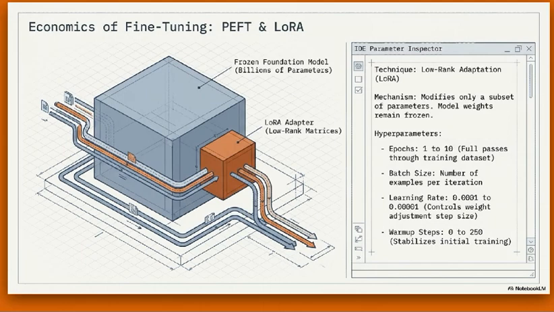Yes. You introduce these two smaller matrices, which often represent just a tiny fraction of a percent of the total parameters. During the forward pass, the input is processed by the frozen weights and simultaneously by your tiny LoRA matrices, and then the results are just added together. Exactly. Because you are only calculating gradients and updating the weights of those tiny matrices, your optimizer memory footprint shrinks drastically. It's much cheaper. Unbelievably cheaper. You can fine-tune a massive foundation model on a single high-end GPU instance in a matter of hours, rather than spinning up a multi-node cluster for days.